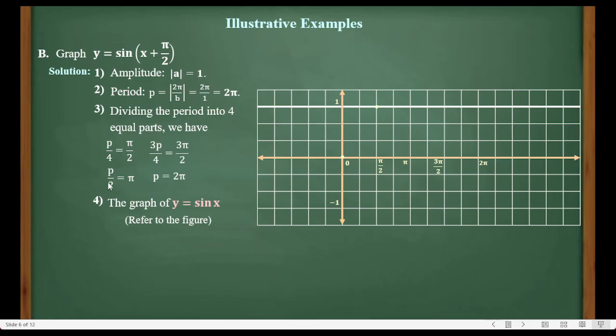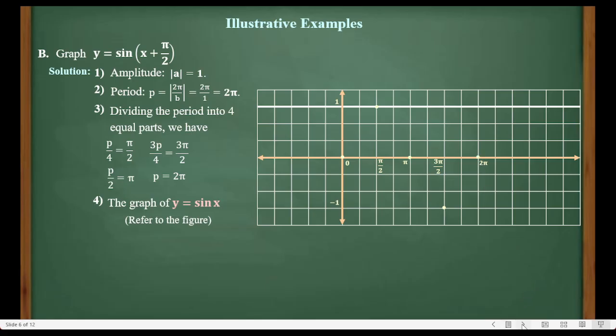Next, for the second value, p over 2, which is pi. So sine of pi is how much? It's 0. So this is where we plot the point here. Not this one, dito pala. Now here. Then third one, 3 pi over 2, which is the value of 3p over 4. Where shall we plot the point? So sine of 3 pi over 2, that is actually negative 1. So this is where you plot the point. And finally, the value of p, which is 2 pi. So sine of 2 pi, it's actually 0. So this is where you plot the point.